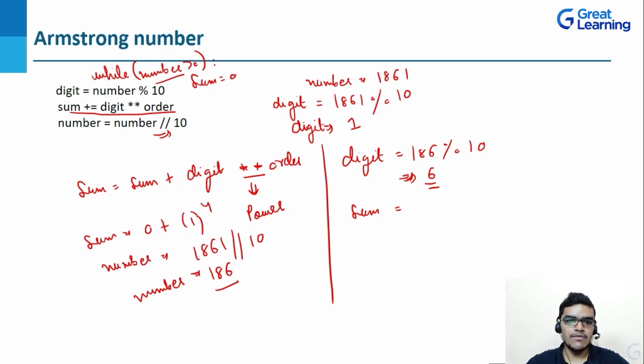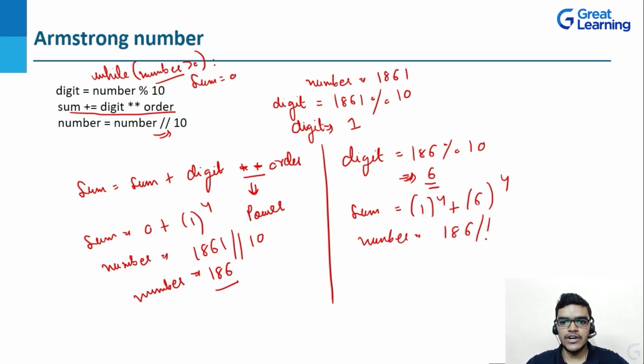So now my sum was 1 to the power 4. So it will add, and then again I have a digit. My digit is 6 and the order is also 4, right? So you can see that now my sum is equal to 1 to the 4 plus 6 to the 4. And now my number was 186, right? If we are doing the float division on 186, then what value will you get? You will get the value 18, right?